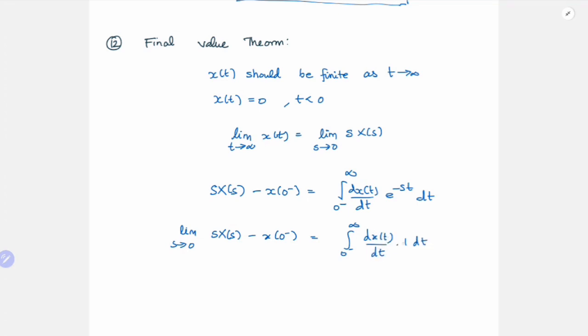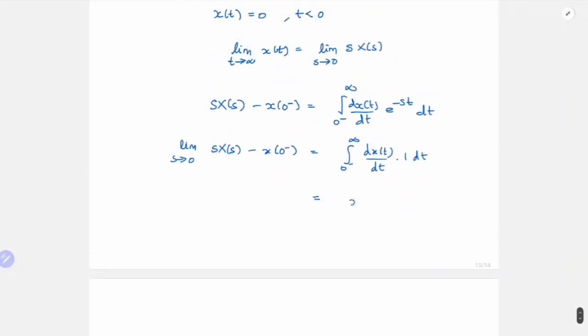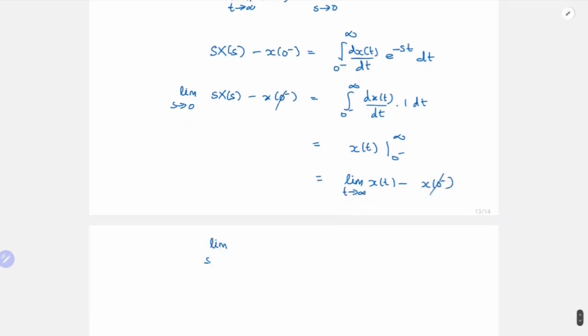Into 1 dt. This is nothing but x of t itself. So this is going to be x of t from 0 minus to infinity. So this is limit t tends to infinity x of t minus x of 0 minus. So this again cancels, and then you will directly get the final value theorem.